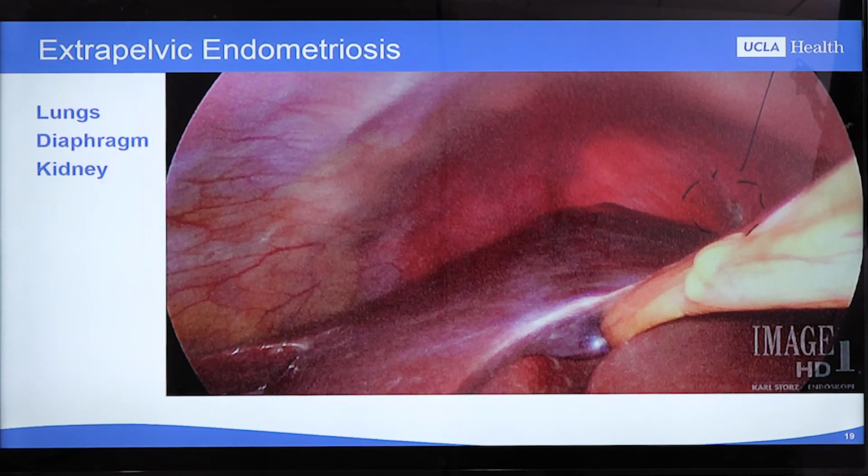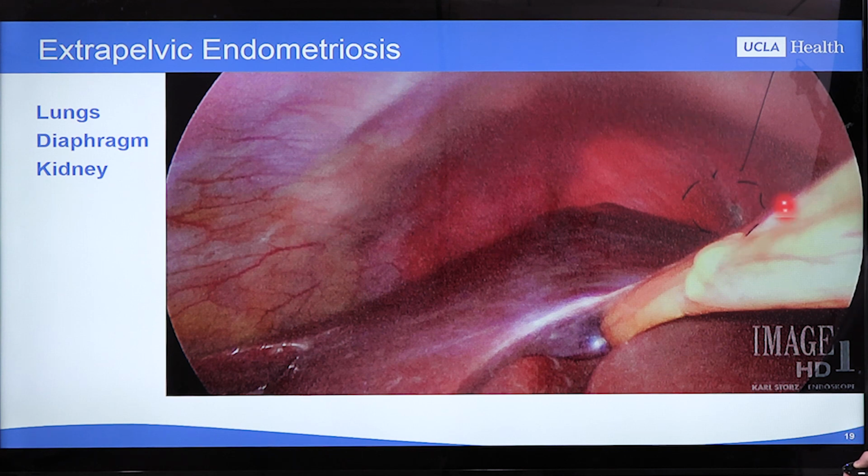Extrapelvic endometriosis, as I discussed earlier, can be seen really anywhere else. So that could be on the lungs or the kidney. Both are outside the diaphragm. The diaphragm itself is this whole area here. So this is the liver. So I did say earlier that liver could be extrapelvic. It is extrapelvic, it's not extraperitoneal, so it's within the same cavity. But this area of the diaphragm would be more important and of concern.